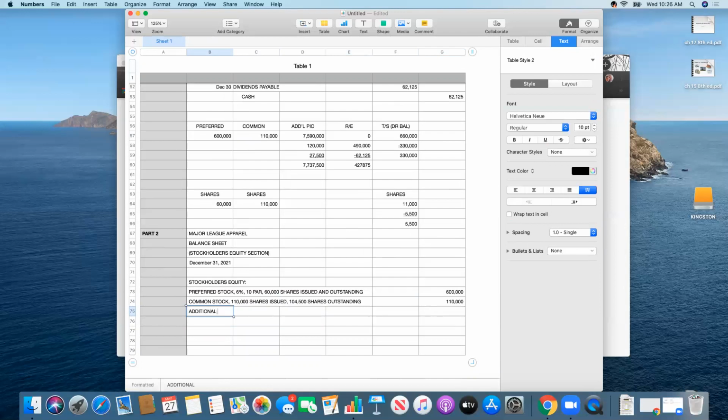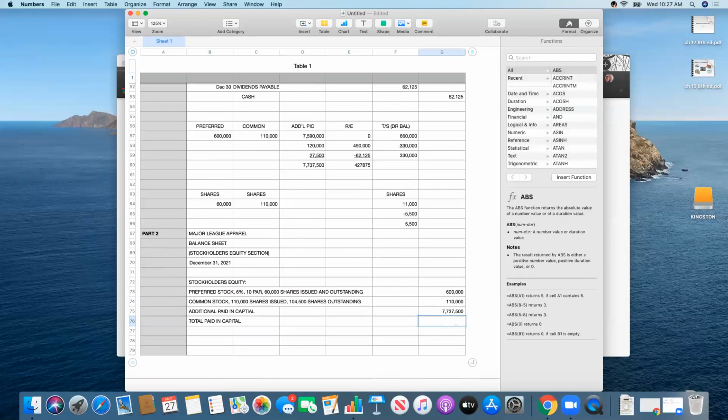Additional paid in capital. See the amount? 7,737,500. 7,737,500. Okay, total paid in capital.